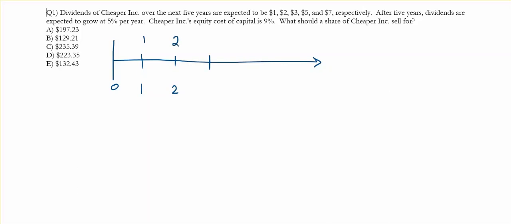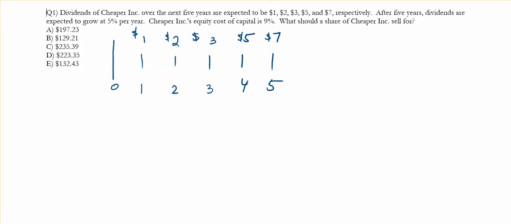$2, $3, $5, and $7 over the next 5 years.